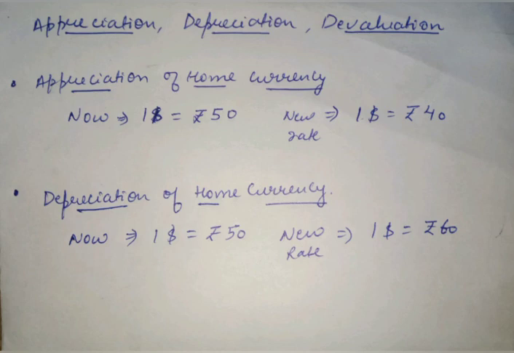Similarly, depreciation of home currency. Suppose $1 fetches you rupees 50 and the new rate is that $1 gives you rupees 60. That means an Indian has to pay more to obtain $1. This means the value of the Indian currency in terms of the US dollar has declined. Therefore, we need to pay more to get $1.